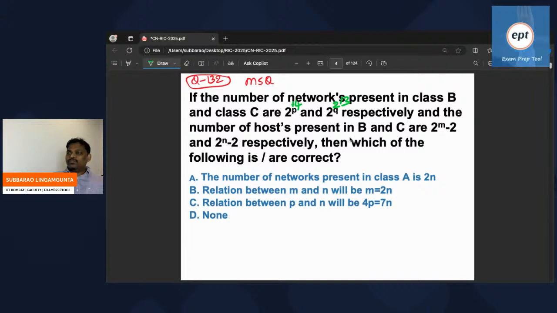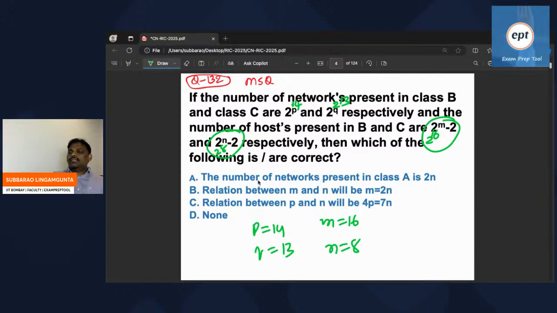And the number of hosts present in B and C are 2 power M minus 2, 2 power N minus 2. So B and C, B host is asked. Host means I think it is going to be 2 power 16 minus 2 for class B. What about class C? Class C has fewer hosts, 2 power 8 minus 2. So now if you observe clearly, P is equal to 14, Q is equal to 13, M is equal to 16, N is equal to 8. So this is the given information.